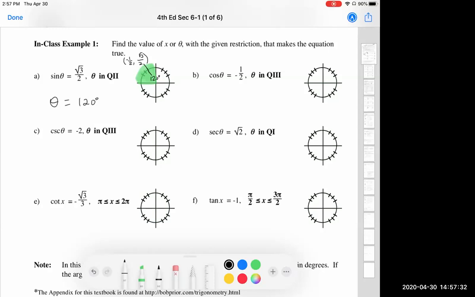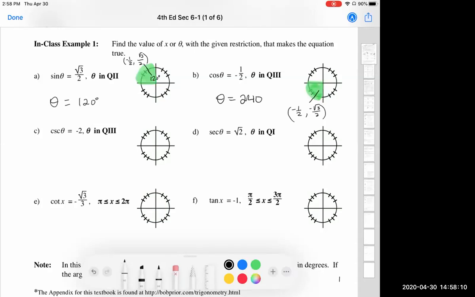Let's do B. We want to see where cosine is -1/2 in quadrant 3. Quadrant 3 is right here. When is cosine -1/2? We see that we have a coordinate point right here. That gives us -1/2 and negative radical 3/2. And cosine is your x. And that point is 240. So theta is equal to 240.